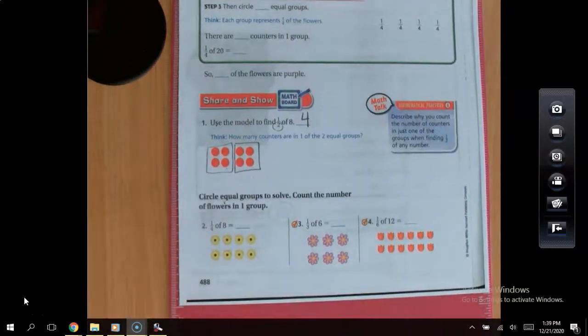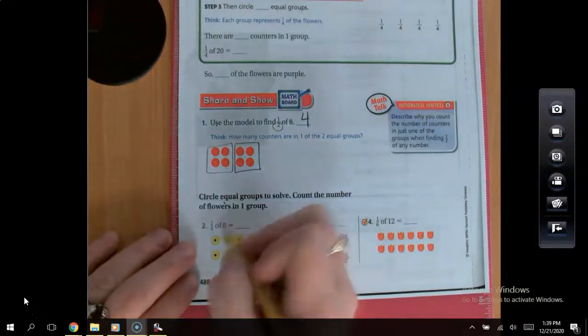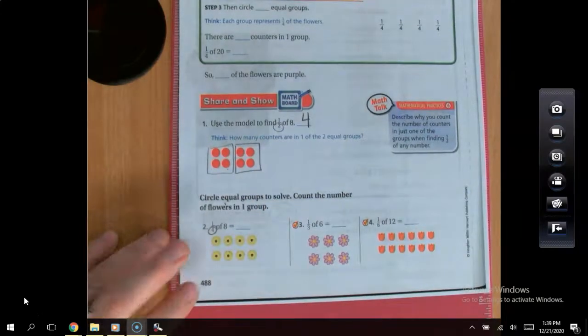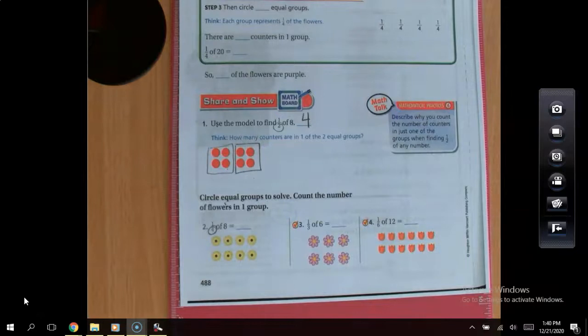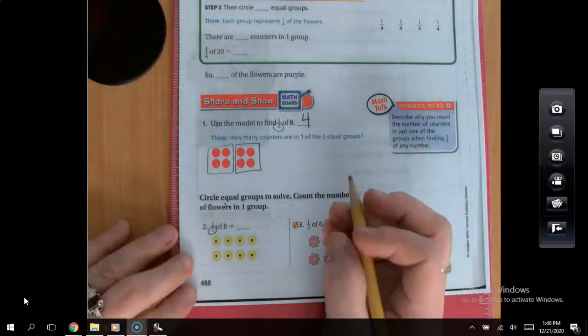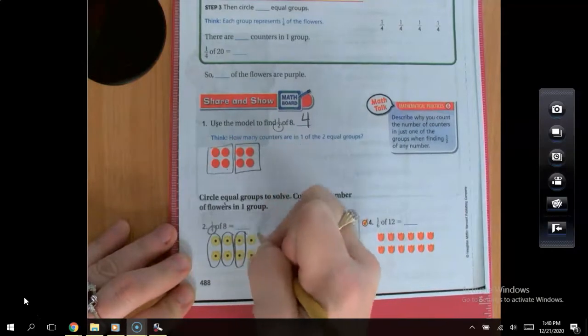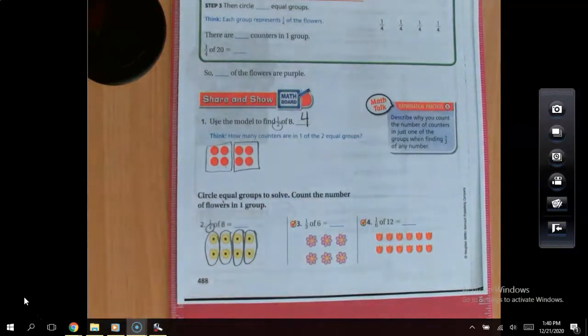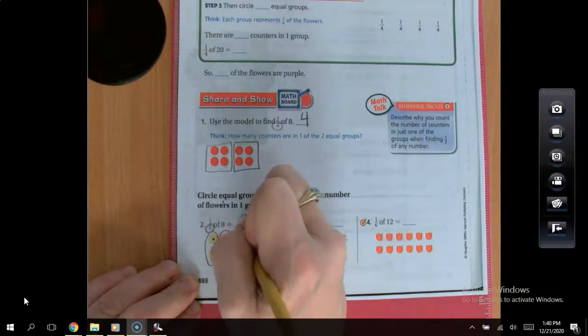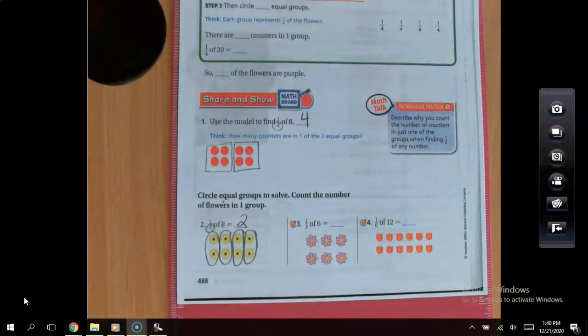Look at number 2. It says 1/4 of 8. I need to make 4 equal groups. So let's make 4 equal groups. 1, 2, 3, 4. I have 4 equal groups. How many are in each group? 1, 2. So your answer, 1/4 of 8, is 2.